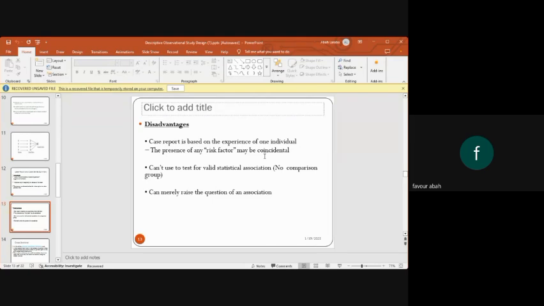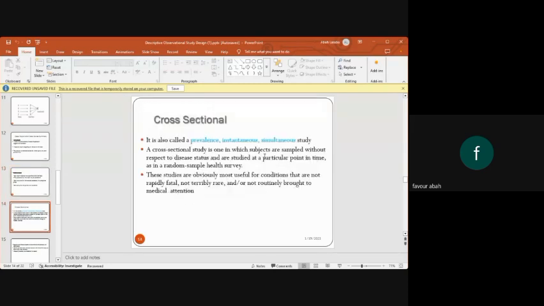You can't really tell if there's an association between smoking and lung cancer, for example. I know that has been established, but for example, if you meet someone with lung cancer for the first time, you cannot say if there's an association like that.